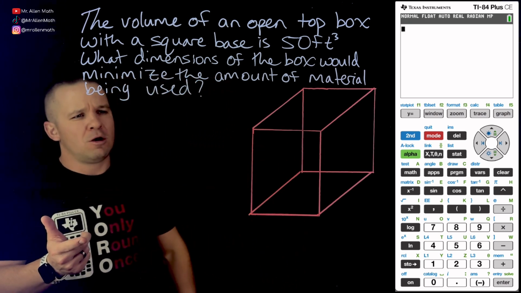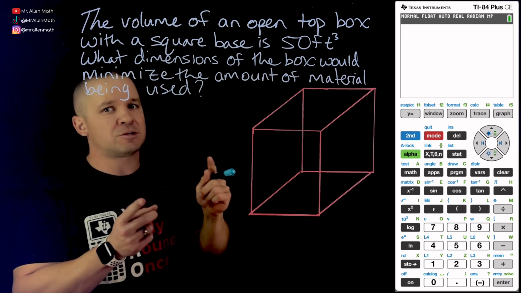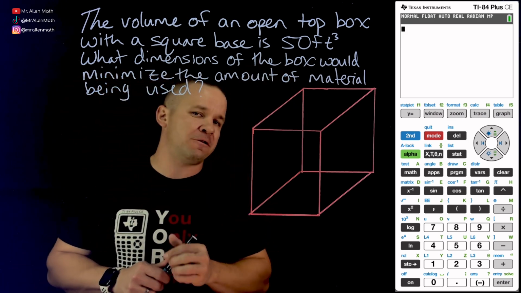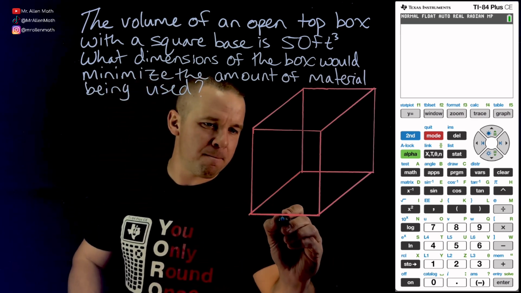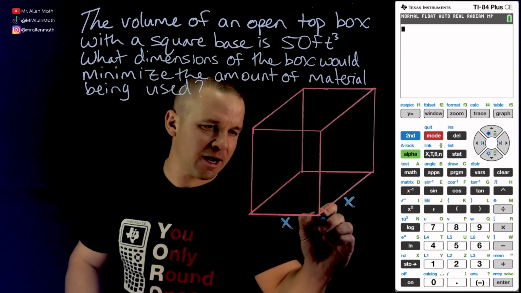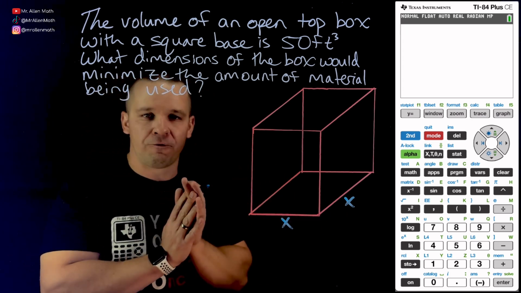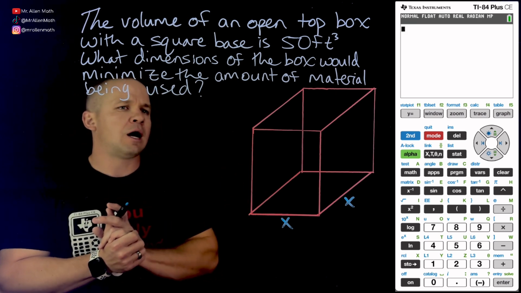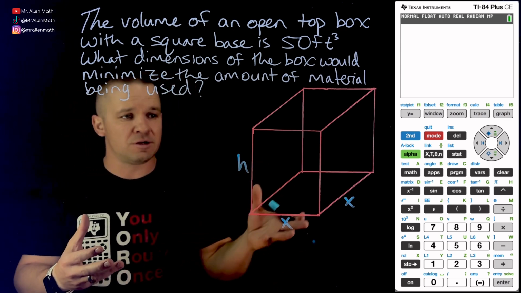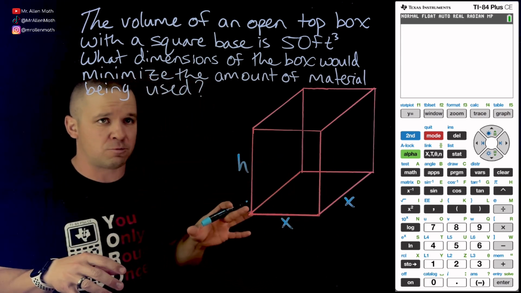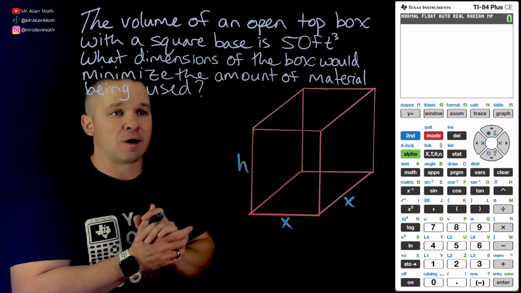What's that mean? Well, my material is on the surface of this box. So essentially, I'm trying to figure out the surface area. I want the minimum amount of surface area with the volume of 50 cubic feet. It's a square base, so I'm going to label my base with X and X. They're the same length. It's a square base. I know it looks like a rhombus, but it's three-dimensional. And then I've got my height of the box, which I also don't know. I've got to figure out these dimensions. So if I can get X and H, we've answered the question.